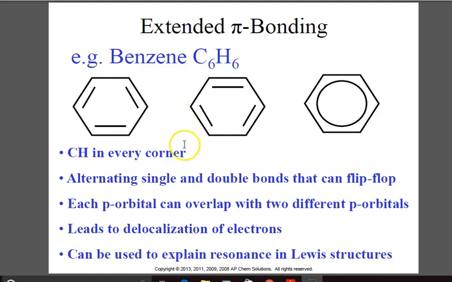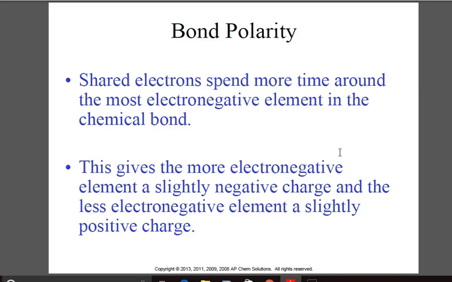Alright, next topic is polarity. So we're going to be looking at when bonds are polar and when they are nonpolar. And so a bond being polar means that the shared electrons, so this is an important distinction here because we're still talking about covalent bonds, but the shared electrons spend more time around the most electronegative element in the chemical bond. And remember on the periodic table that fluorine is that most electronegative element. So if there are elements that are closer to fluorine, those are going to be your more electronegative, and then the ones further from fluorine are going to be less electronegative.